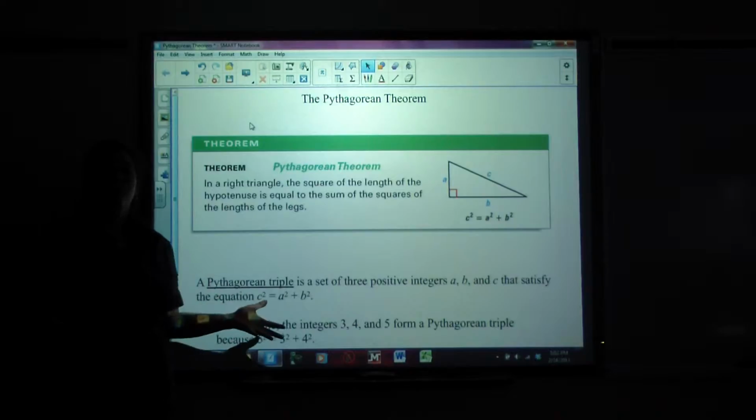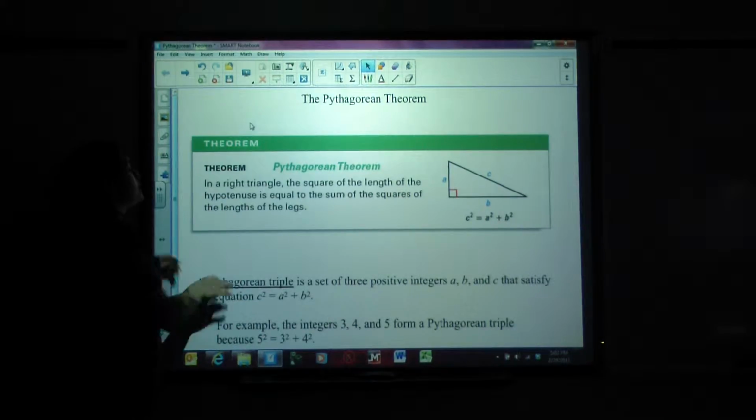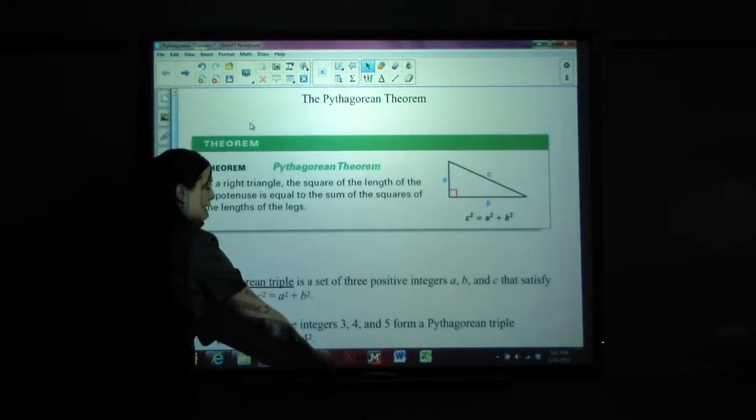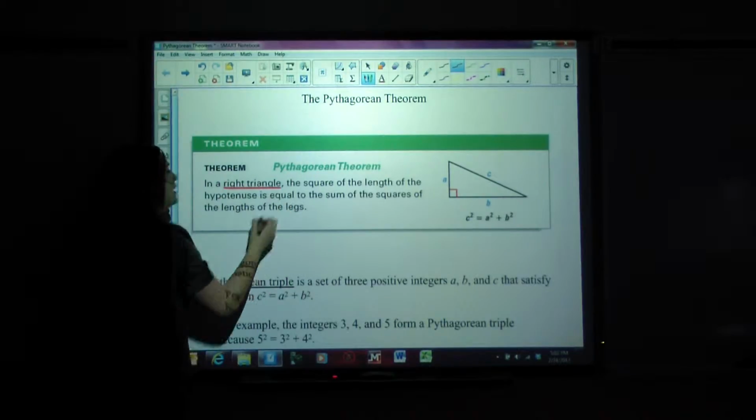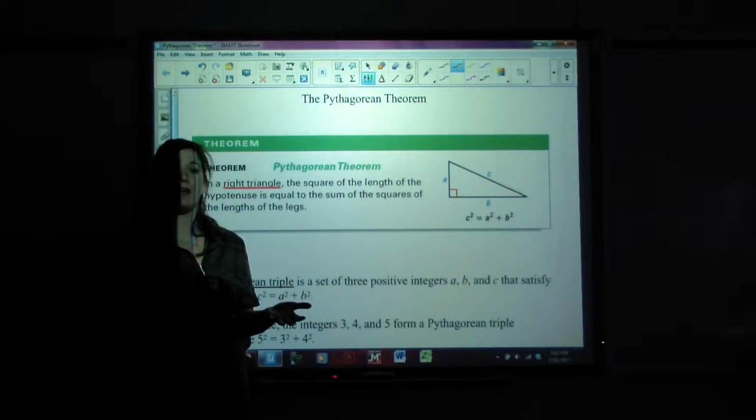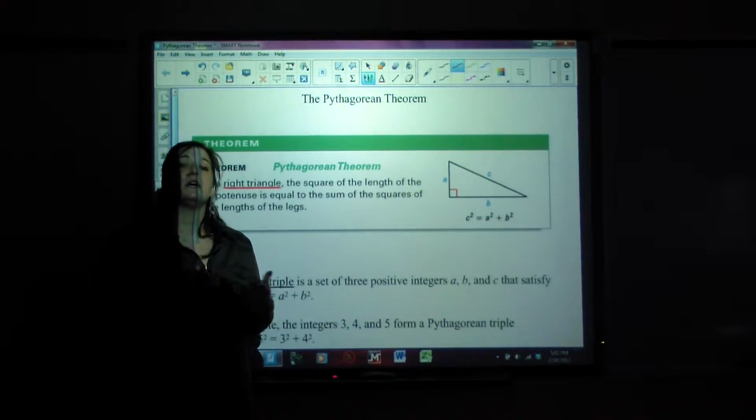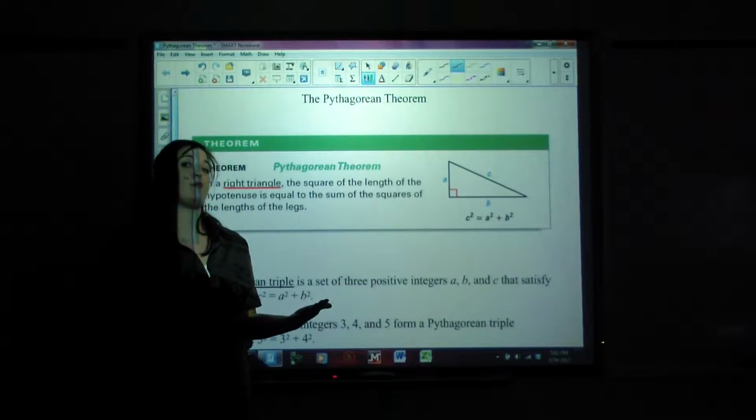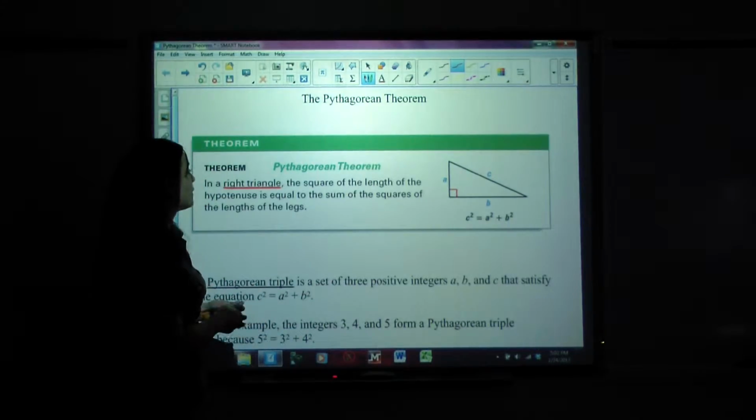So let's just start with what the Pythagorean Theorem is. First of all, it says in a right triangle. That's actually the most important thing. You have to have a right triangle or some kind of right angle before you can even use the Pythagorean Theorem. So be sure you have a right angle before you consider using the Pythagorean Theorem.